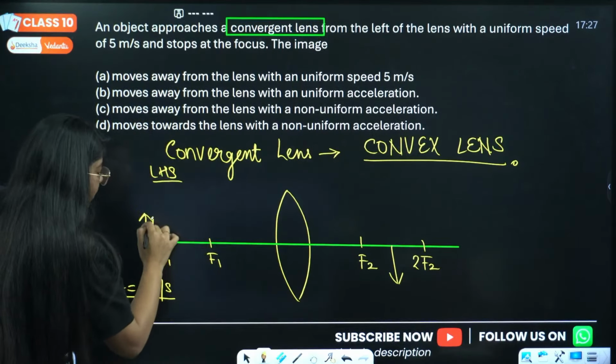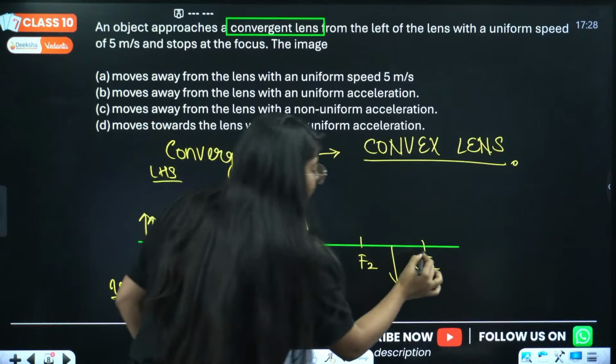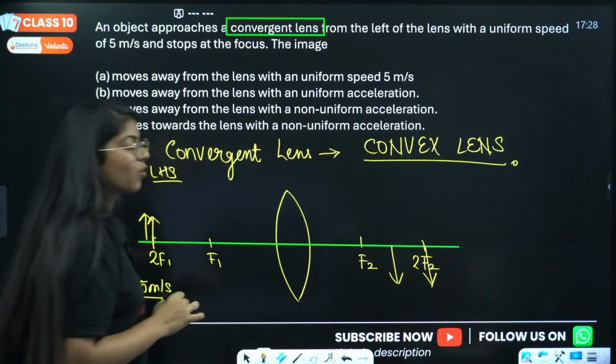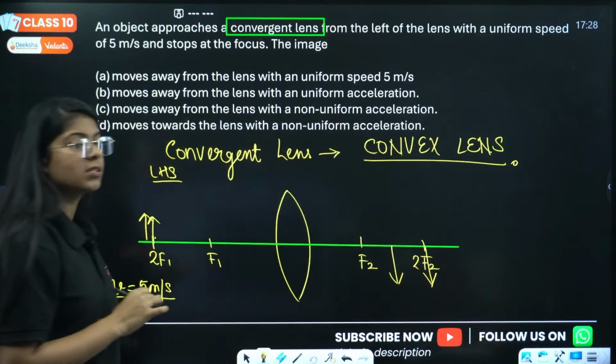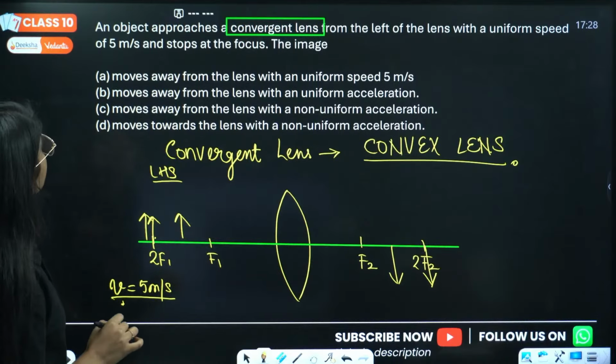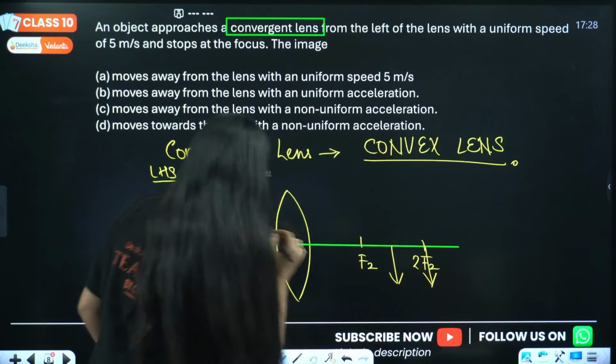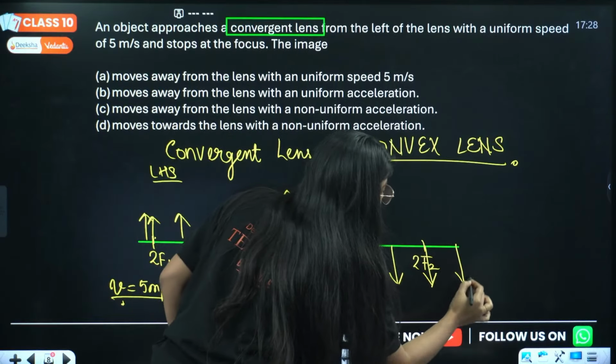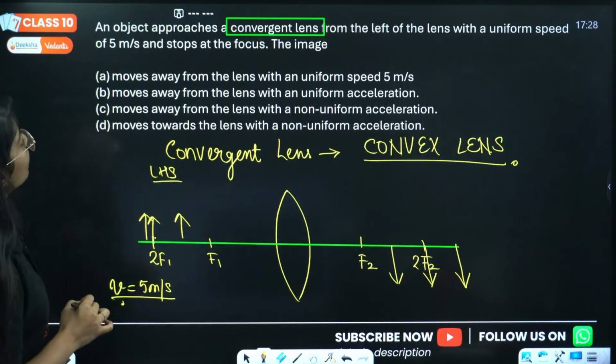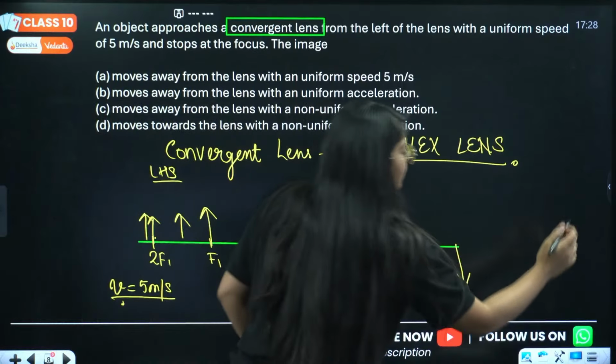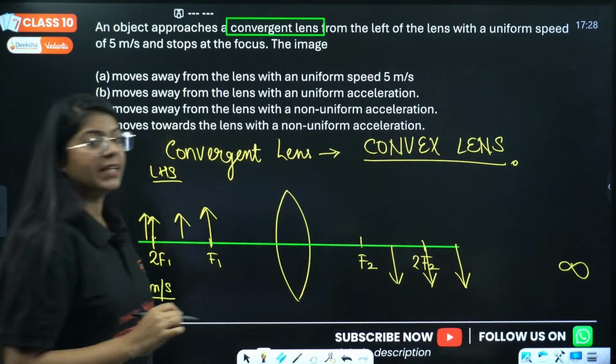When the object is at the focus, the image will be again at the focus. When it is between 2f1 and f1, the image will be beyond 2f2. Then what will happen? From the left of the lens with the uniform speed, it stops at the focus. Now the final position of the object is at the focus. At the focus, where will be the image? The image will be at infinity.